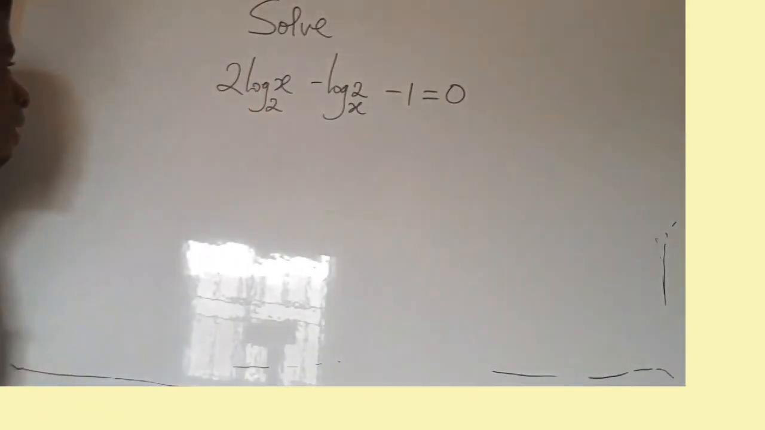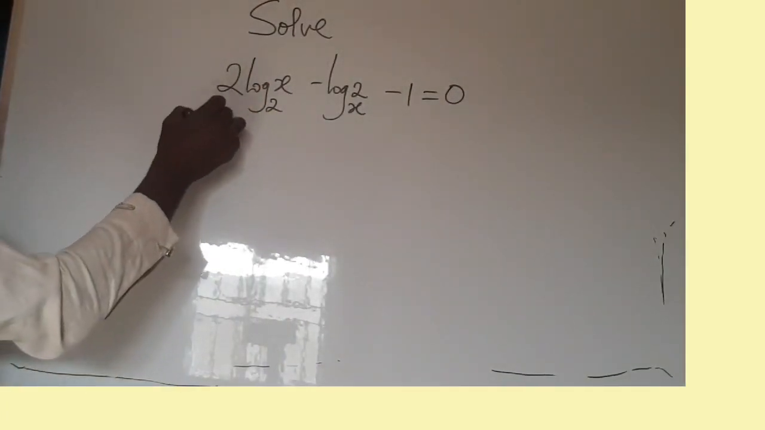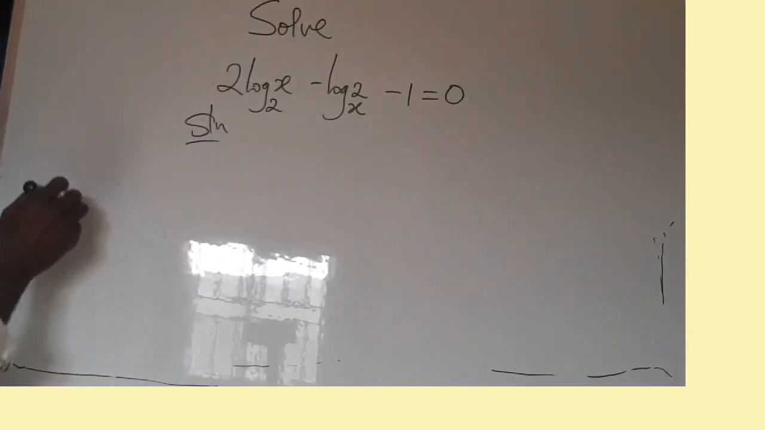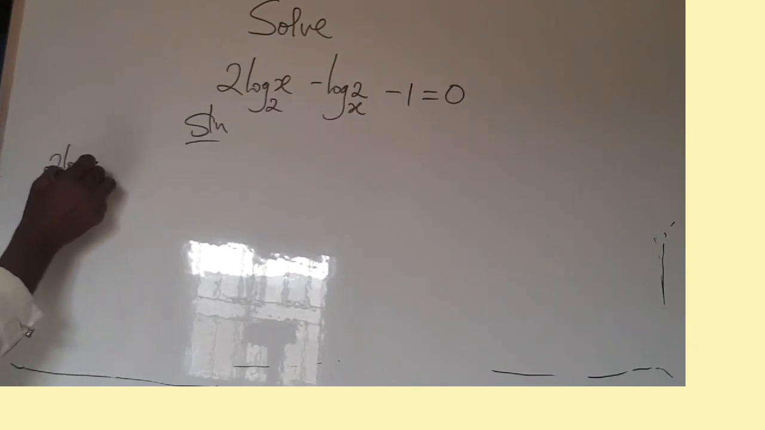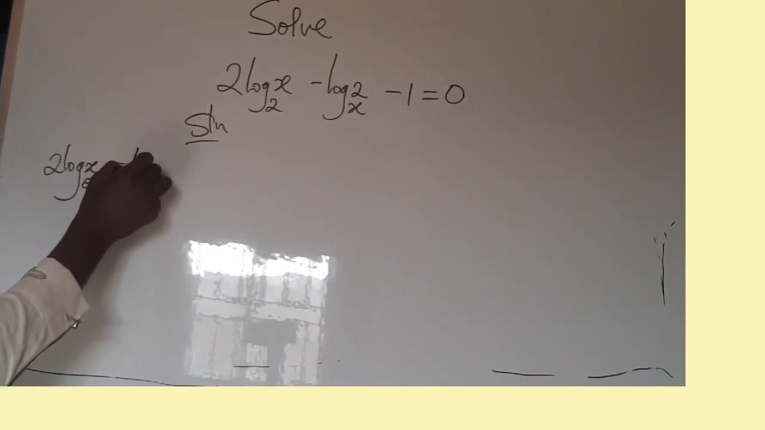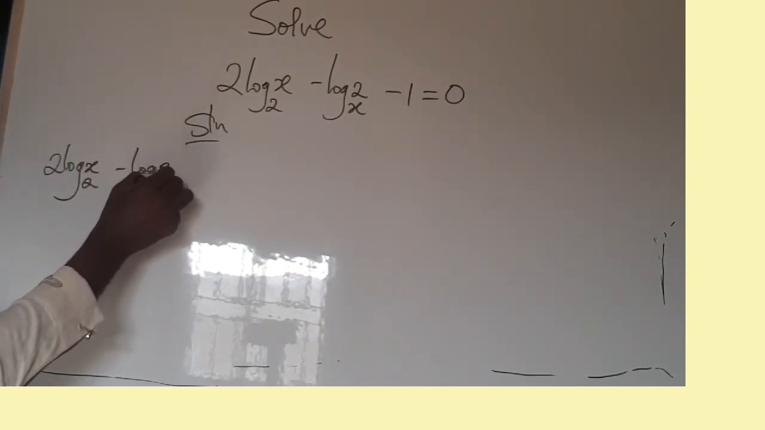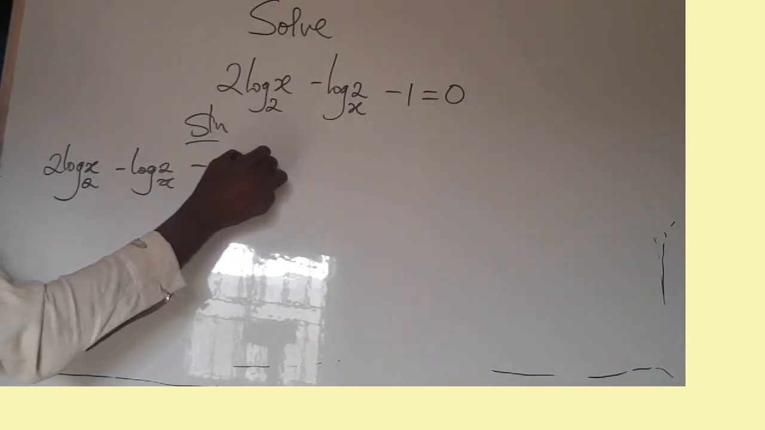So let's go into it. The first thing, we place our solution. The question is 2 log x base 2 minus log 2 base x minus 1 equal to 0.